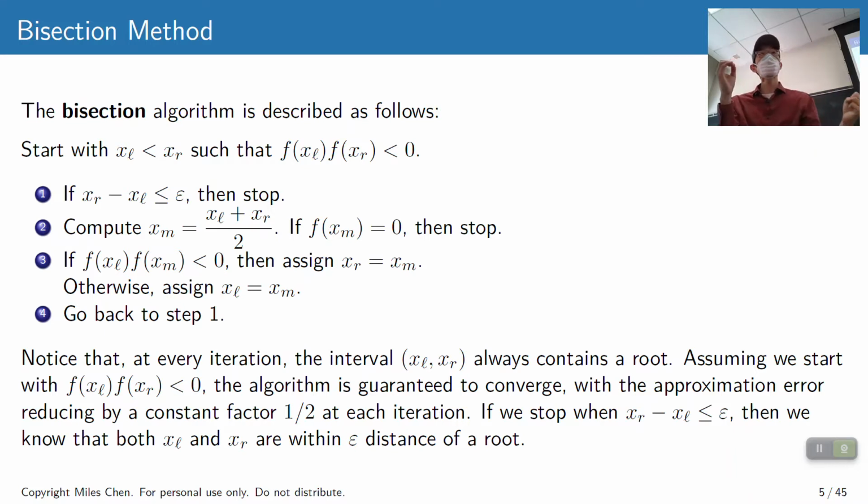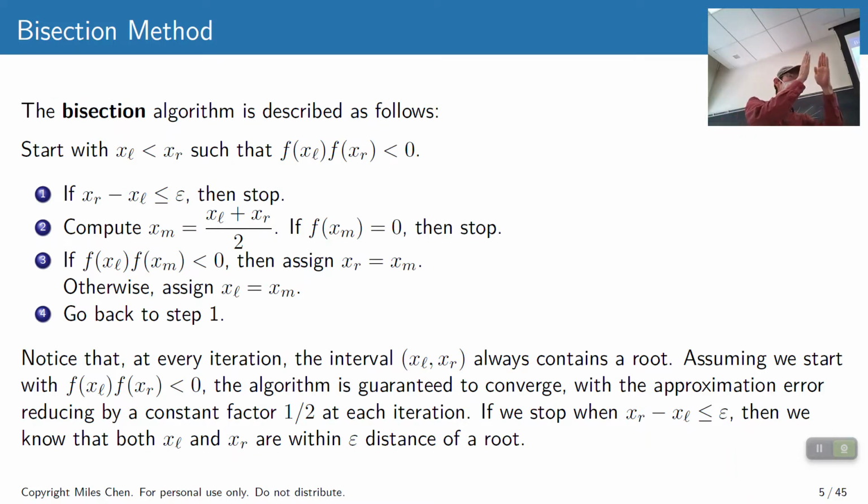Because we started off by saying f of x at the left and f of x at the right have opposite signs. So if the midpoint and the left-hand side have the same sign, then the midpoint and the right have to have opposite sign. And so your interval will go from midpoint to the right. So you're going to take the midpoint and assign it as your new left-hand side. And then you just repeat over and over again.